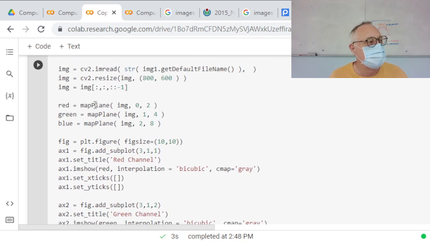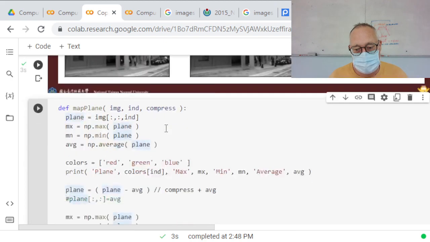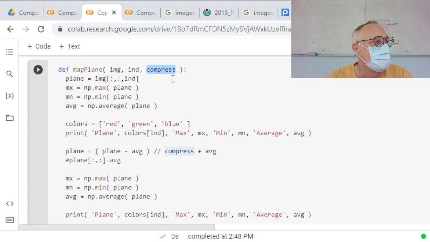So here now I use different compression for the red, green, and blue. So with the map plane, I can basically change the spread of the pixels in a channel. It'll calculate the average, and then the range would be from minimum to maximum, but I can make the range from minimum to maximum divided by 2 or 3 or 4 or 5. That's what the compress parameter here does. So I can restrict the dynamic range of the pixels.